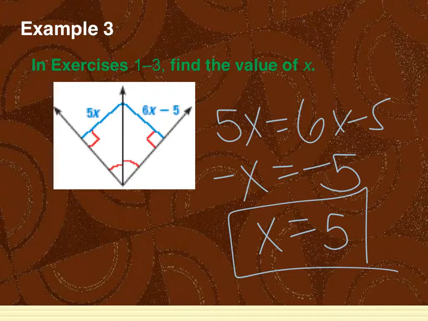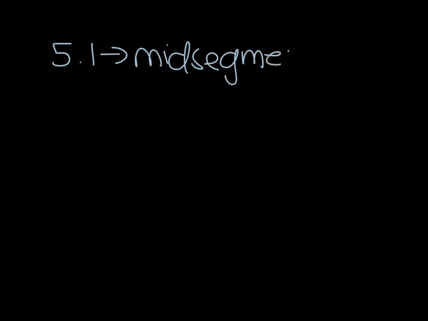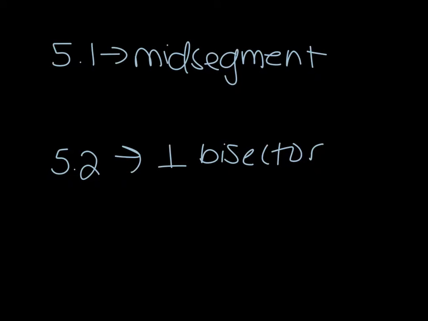So again, my advice is to do a running outline. I would start with 5.1, which was the midsegments. I would give myself a picture of the definition and the theorem. And then 5.2, which was the perpendicular bisectors. Same thing, I would do the definition, the theorem, the converse, and then the point of concurrency, which is called the circumcenter. And then the circumcenter theorem.